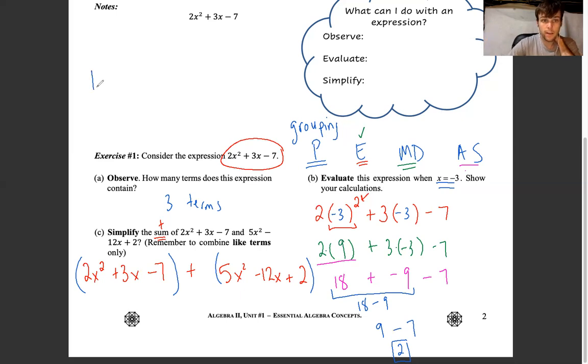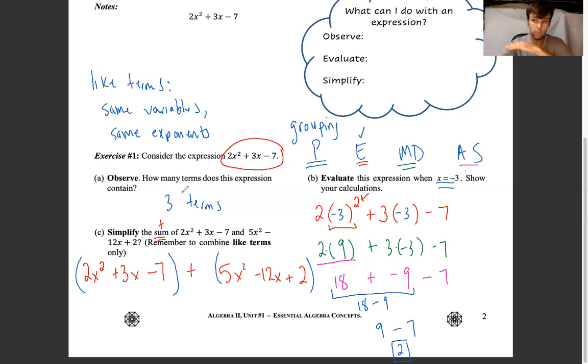So when I say like terms, I mean that they have the same variables and the same exponents. So we add x's with x's, x squareds with other x squareds, and so on. Let's go ahead and identify some like terms here.